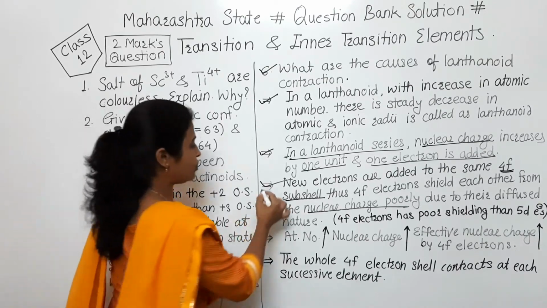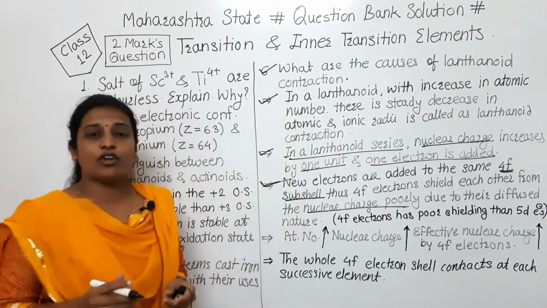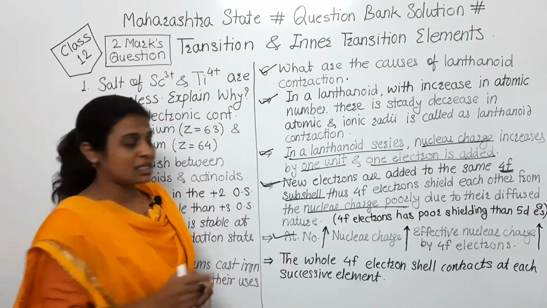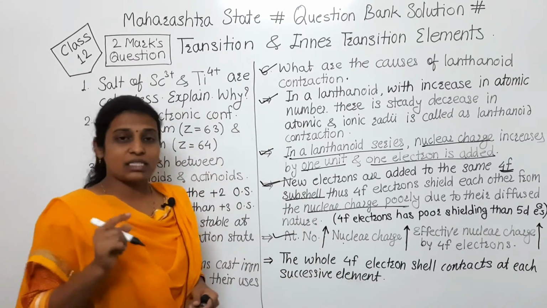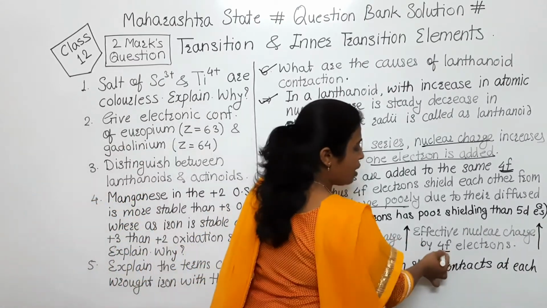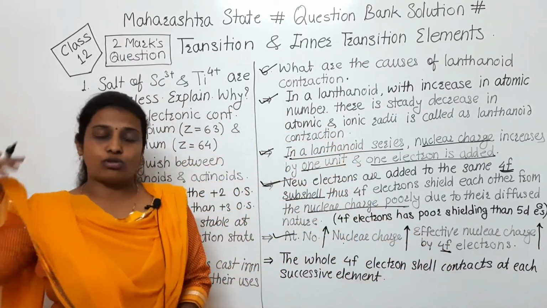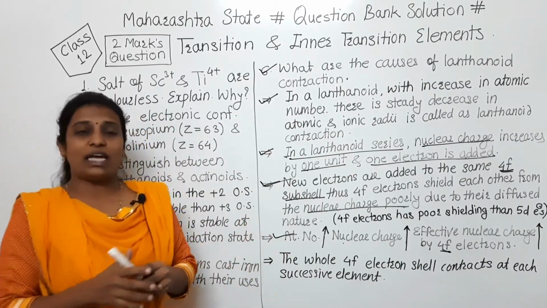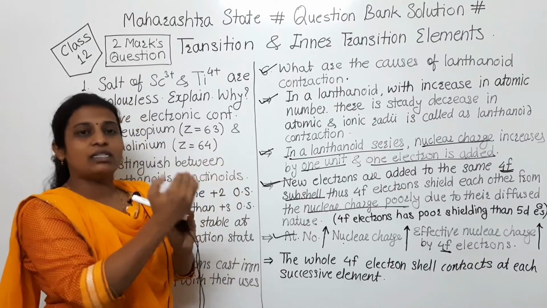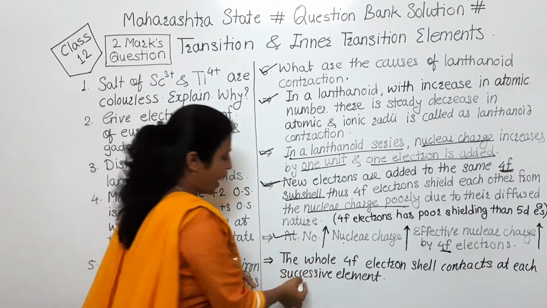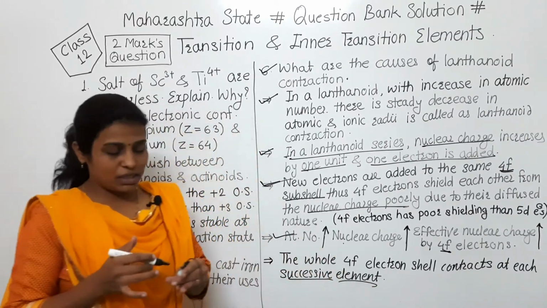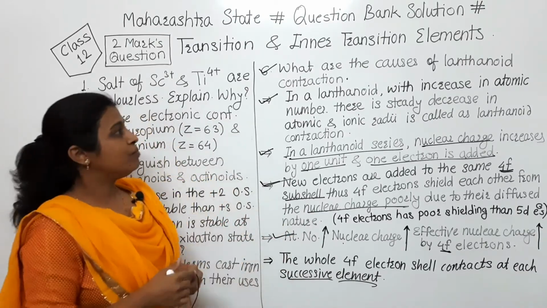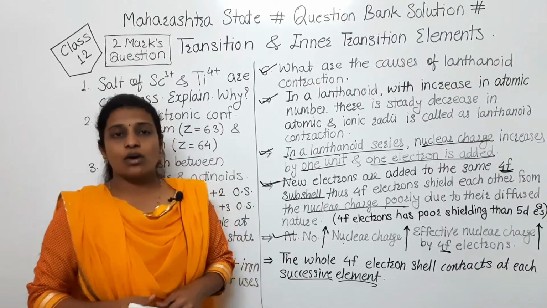Because of that only we can say that lanthanide contraction is there, and we can say that as the atomic number increases, nuclear charge increases, and effective nuclear charge on the 4f electrons also increases, and because of all these reasons only, the 4f orbitals contract at each successive element, meaning as the atomic number increases they contract, and that's why lanthanide contraction is observed.